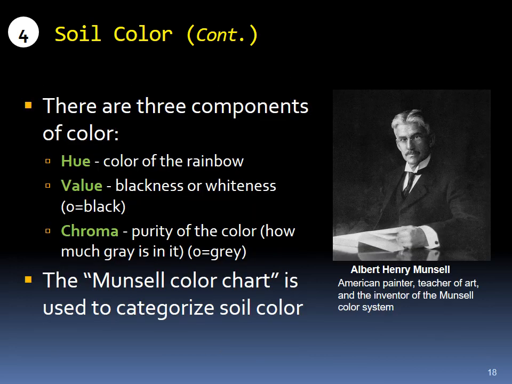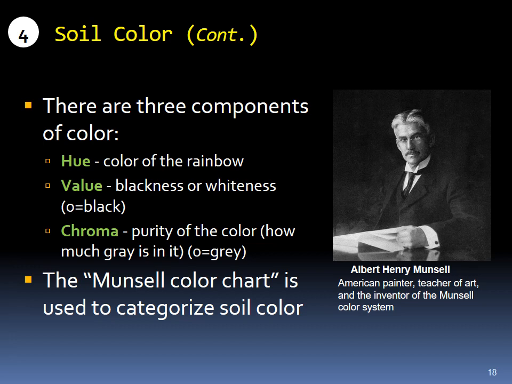But how can we identify and classify the color of the soil? Well, basically, we would use something called the Munsell color chart, which is basically like a book. Now, in the Munsell color chart, there are three basic important components. Hue, which basically describes the different colors, the colors of the rainbow. The value, which describes the blackness or the whiteness. So if you have a value closer to 0, it means black. And finally, the chroma, which describes the purity of the color.